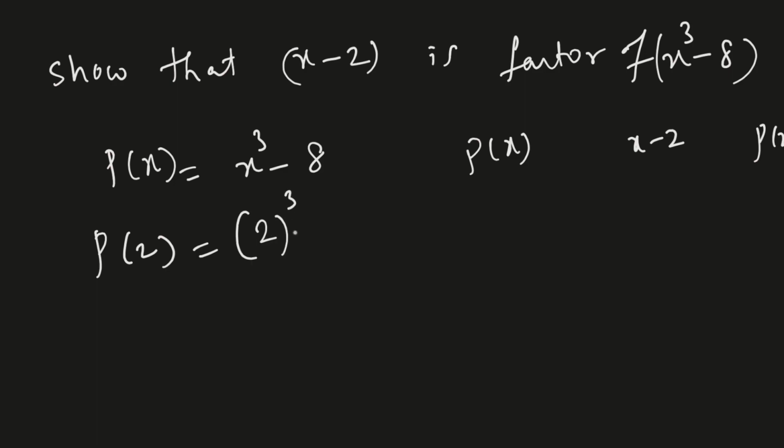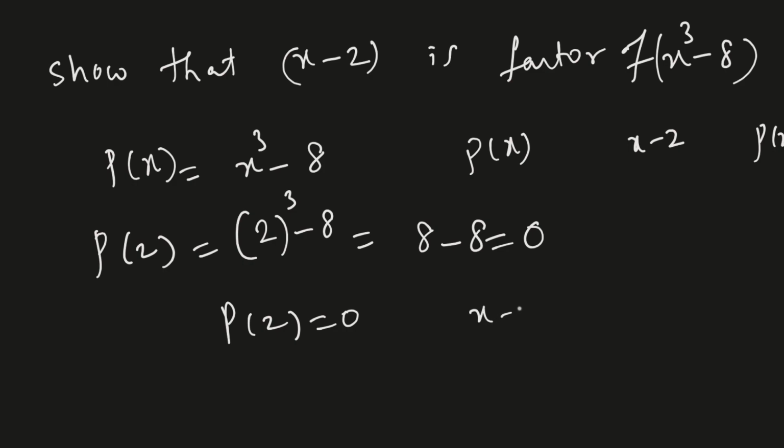So 2 cube minus 8. It is 8 minus 8. 8 minus 8 is 0. So when p(2) is 0, according to the factor theorem, x minus 2 is a factor. This is how you have to prove.